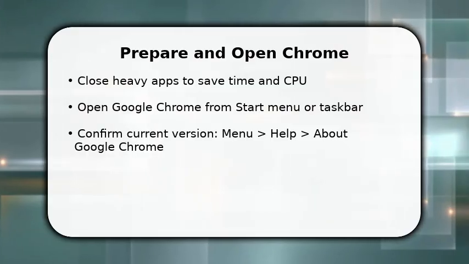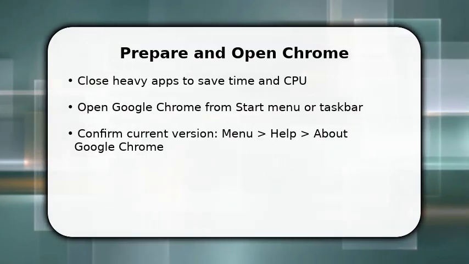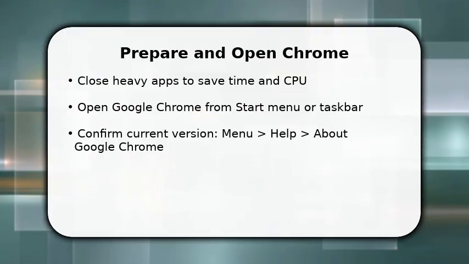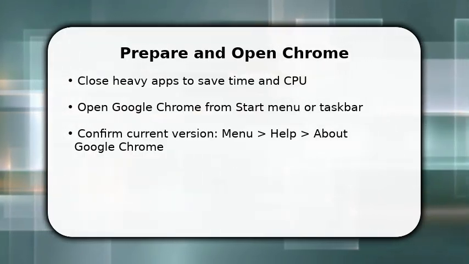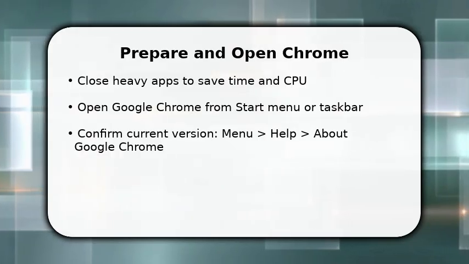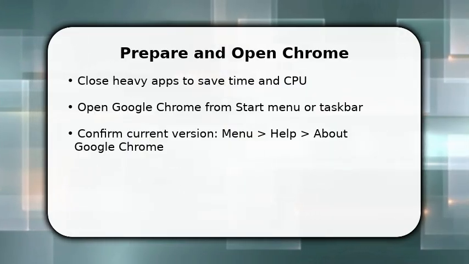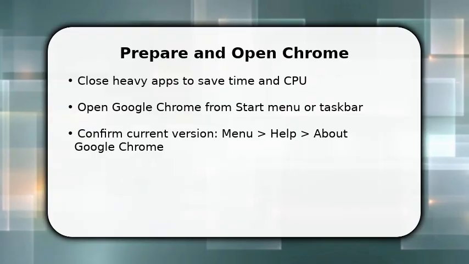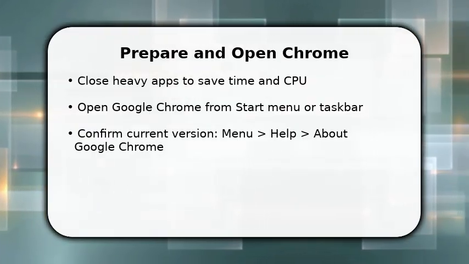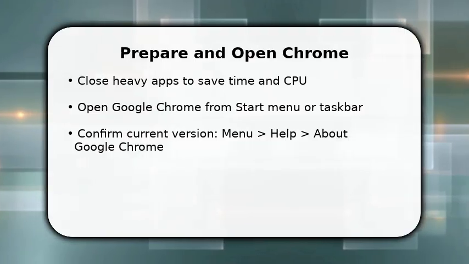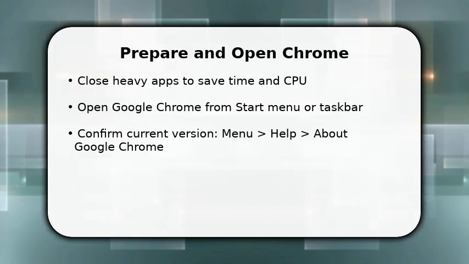You start by freeing resources and opening Chrome so the update proceeds smoothly. Close resource-heavy apps, then launch Chrome from the Start menu or taskbar. Once Chrome is open, go to the three-dot menu, choose Help, then About Google Chrome. That screen both shows your current version and automatically checks for updates. While it checks, stay on this page so downloads can begin. Doing this first reduces interruptions and ensures you're updating the right installation quickly and reliably.